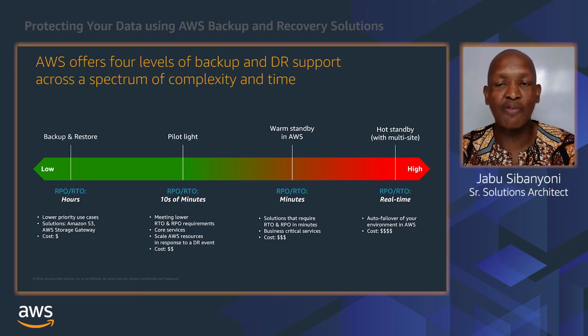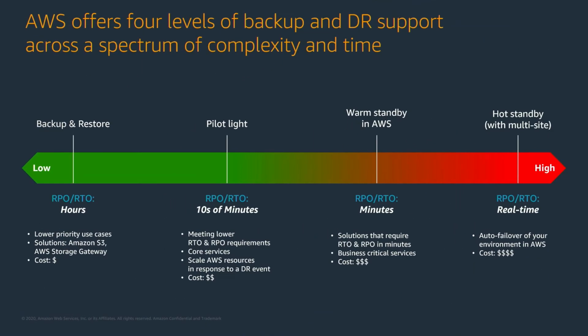So we also provide you with an option for warm standby in AWS. Warm standby in AWS is for solutions for business critical services. So this solution requires even much lower RTO and RPO. So this is RTO and RPO within minutes.